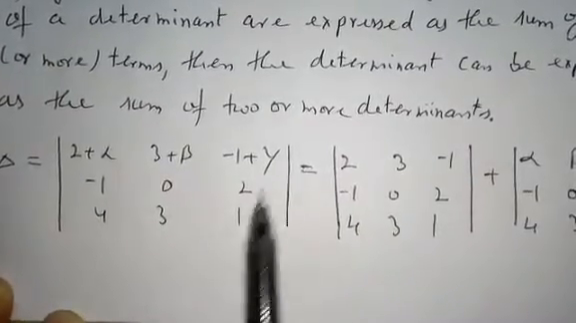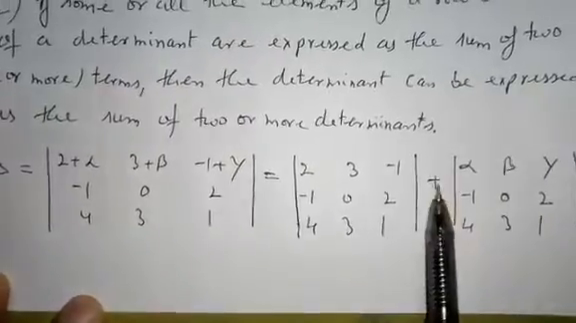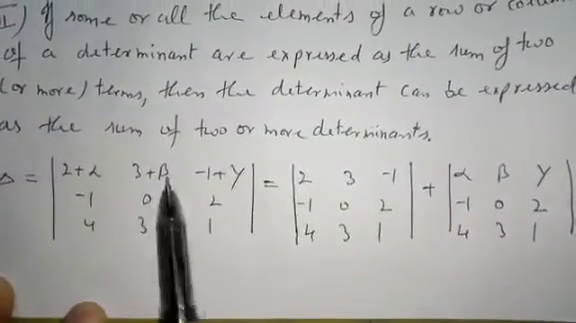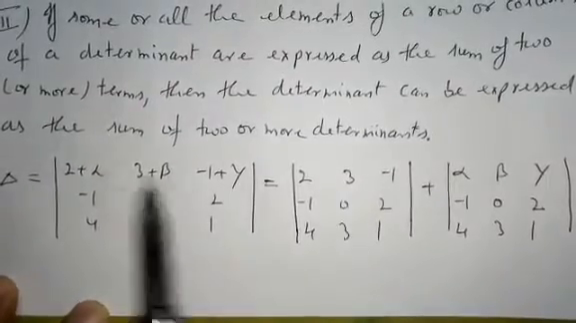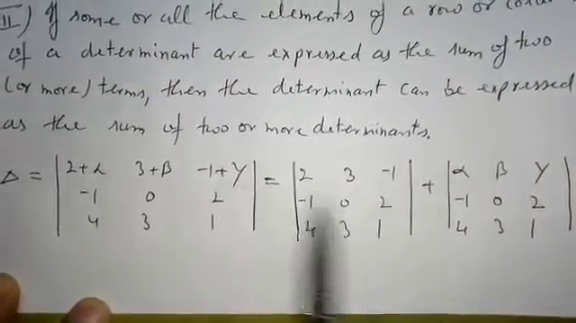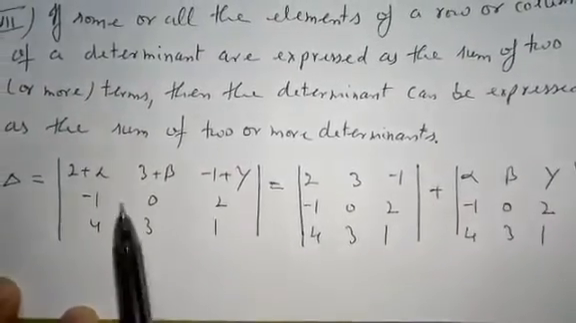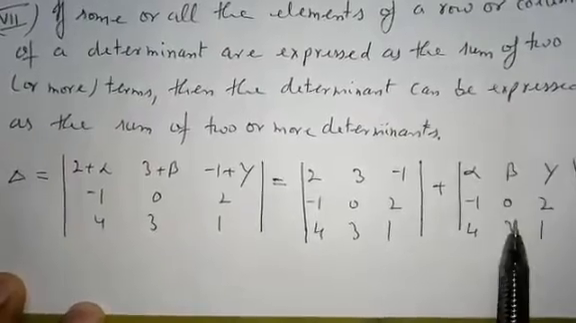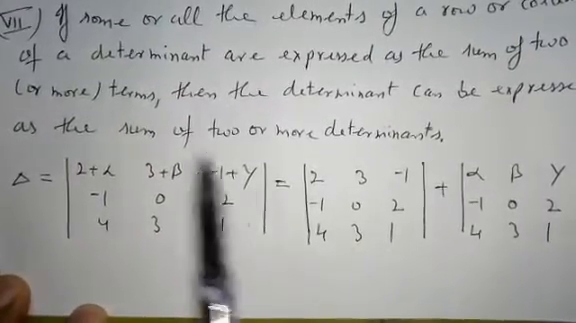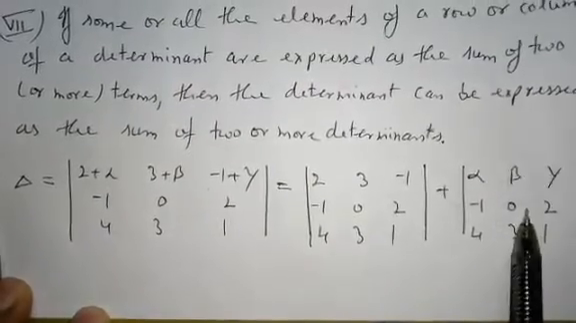So we can express the determinant as a sum of two determinants by taking one entry of the first column in the first determinant and the second entry in the second determinant, and the other elements remain as they are in both determinants. So in this way, one determinant we can express as a sum of two determinants.